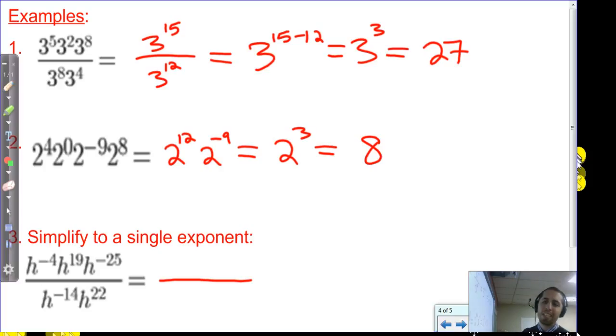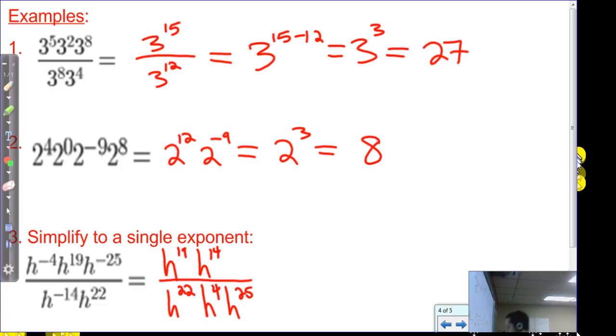To turn all the exponents positive, we have to reciprocate and then turn it positive. So h to the 19th power can stay up top, and h to the 22nd power can stay on bottom, but the other ones need to flip to turn positive. So that h to the 14th on bottom will only turn h to the positive 14 when we reciprocate it to the top, and h to the negative 4th and h to the negative 25th will only turn positive when we reciprocate them to the bottom. If that doesn't make sense, rewind and listen again, please.